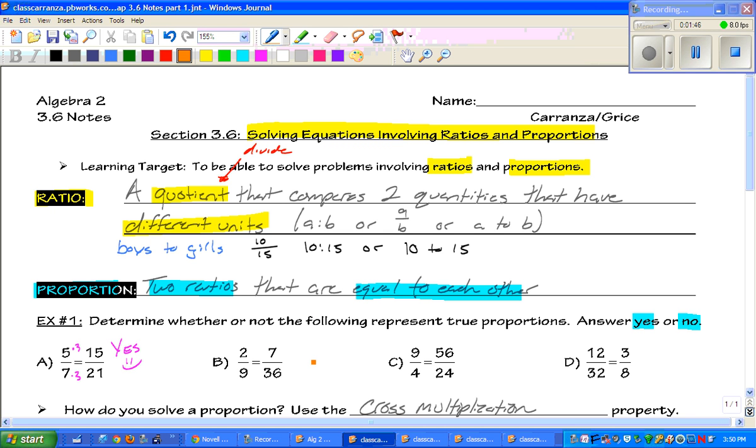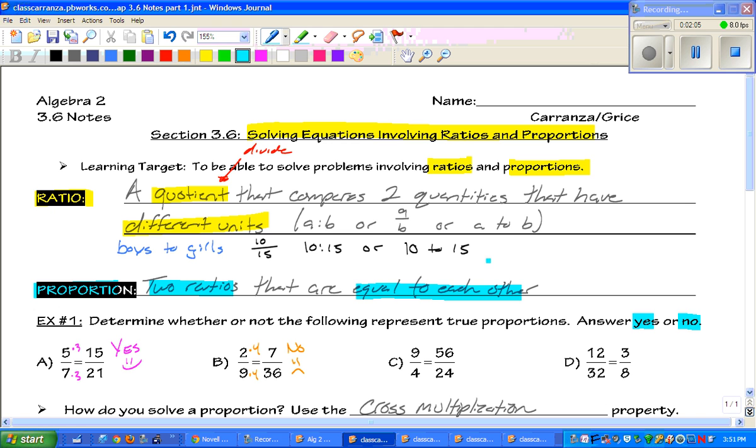2 times what equals 7? That I'm not sure. But 9, we times it by 4. But if we times 2 by 4, because we have to do the same thing to both, no, those are not equal to each other. Okay, let's look at the next one.